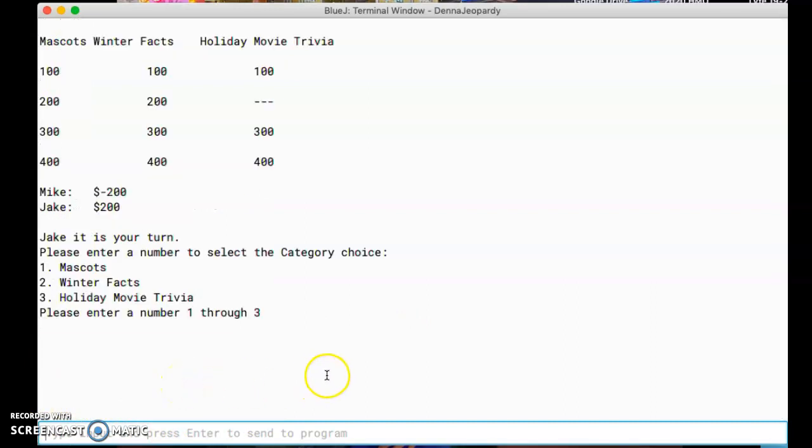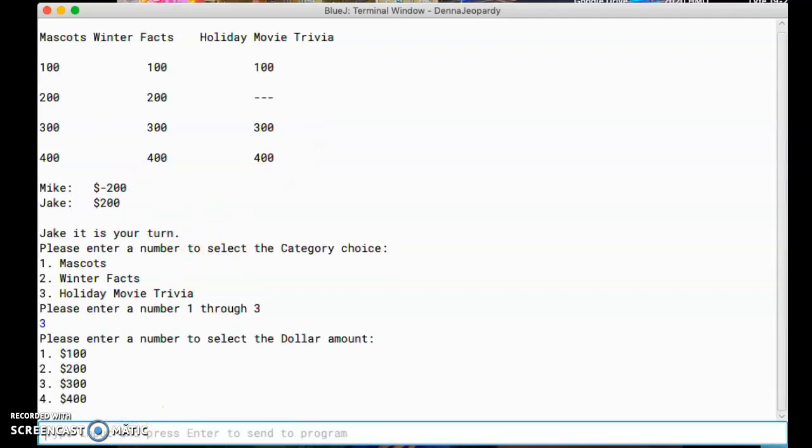So now you're going to see a couple things. First of all, notice that on the board, we only see available questions. So this question has been blacked out, so we can't guess it. We can also see the total winnings right now. We see that it's Jake's turn, and then Jake picks a category.